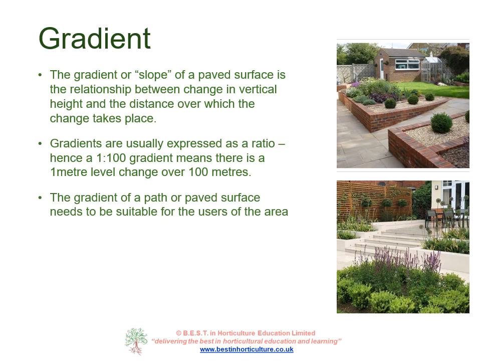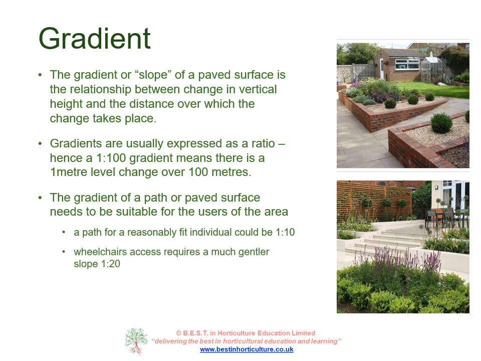The gradient of a path or paved surface needs to be suitable for the uses of the area. So a path for a reasonably fit individual could be as great as 1 in 10. Whereas for wheelchair users, access requires a much gentler slope, generally around 1 in 20, although steeper gradients can be acceptable over a short distance. Again, if you are designing for wheelchair access and you are having to deal with the gradient, it would be worth looking into this in much greater detail to make sure that it is truly accessible.